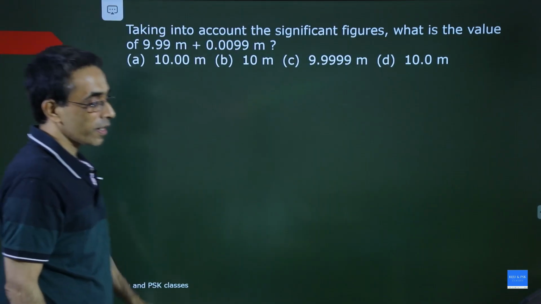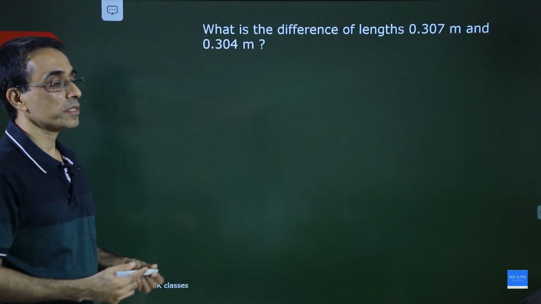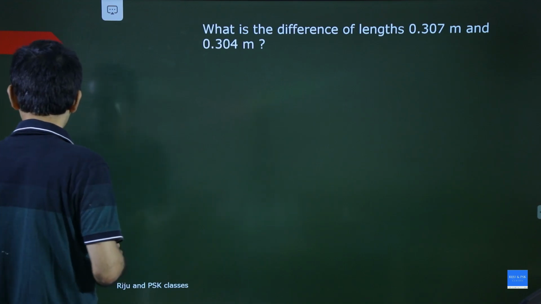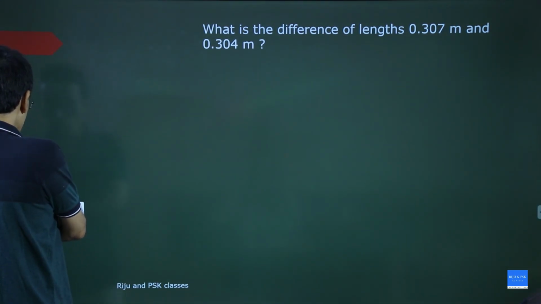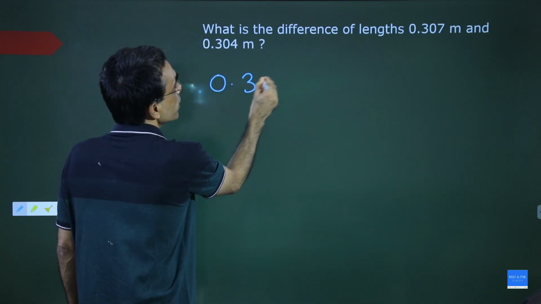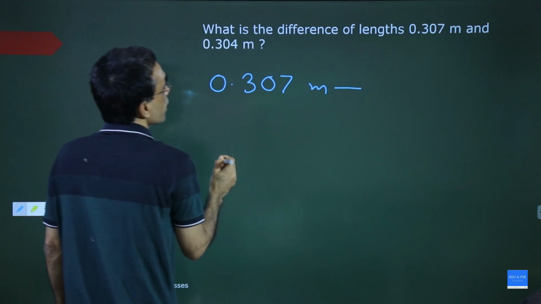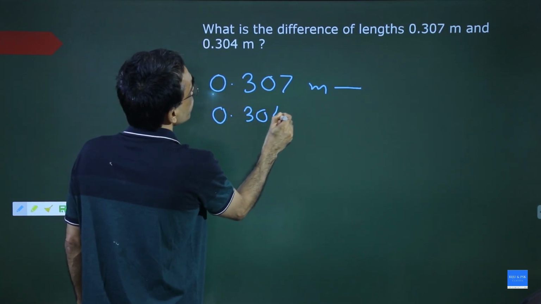Okay. Now more examples coming in. What is the difference of length 0.307 meter and 0.304 meter? Difference. Subtraction. In subtraction also, what you should do is see the decimal places. So you have 0.307 meter. Second number is 0.304 meter.